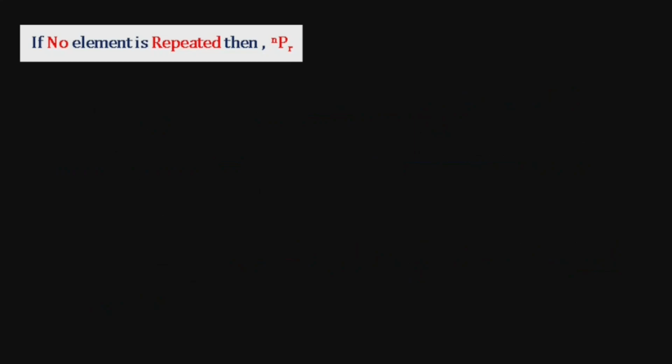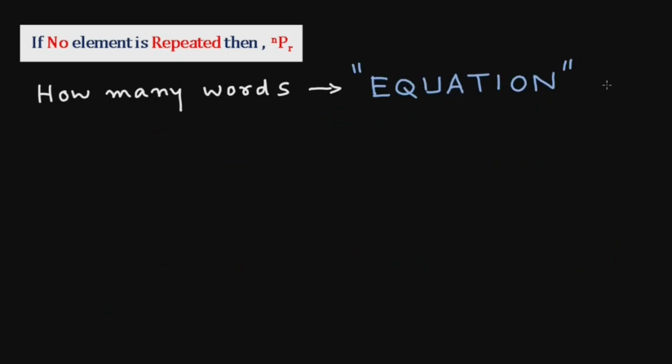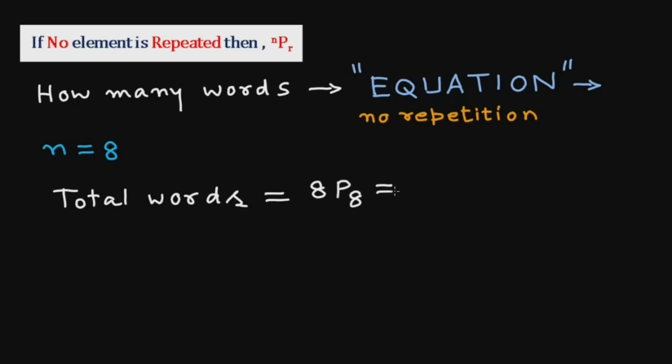How many words with or without meaning can be formed using all the letters of the word EQUATION, using each letter exactly once? That means there is no repetition. Here there are 8 letters in the word EQUATION and all are different. So n is 8. Since we have to use all 8 letters to form the words and each letter comes exactly once, the total number of such words will be 8P8, or 8 factorial, which will be 40,320 words.